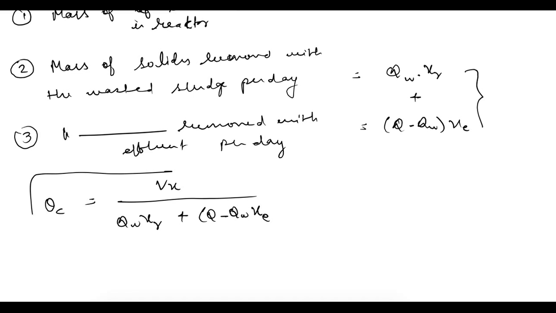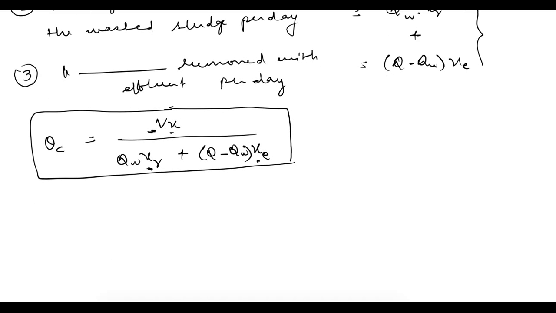So this is the basic equation for the calculation of sludge age, and if you know the sludge age and MLSS concentration in the reactor as well as in the recycled flow or in the effluent, then we can calculate the volume of the reactor also.